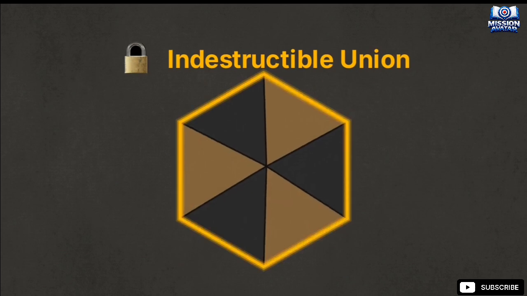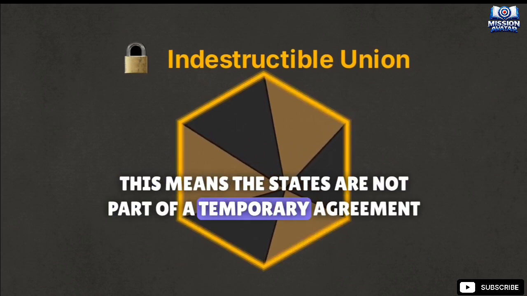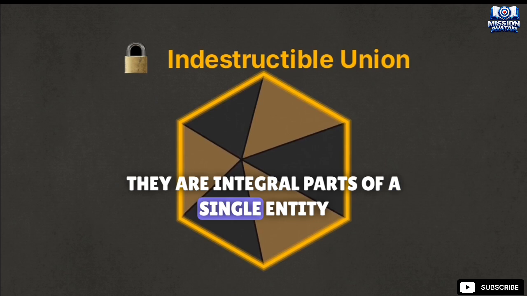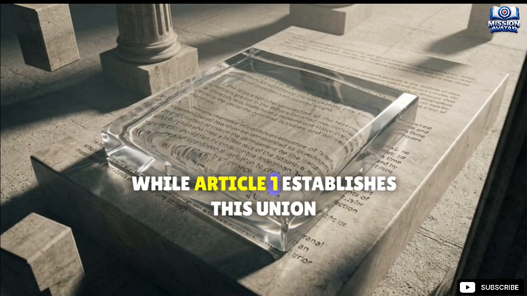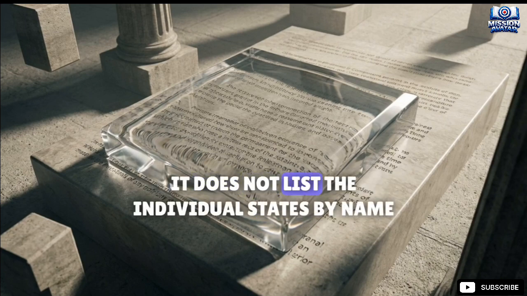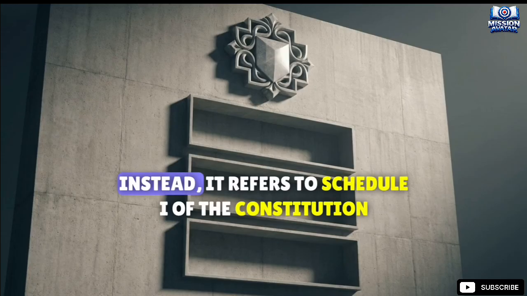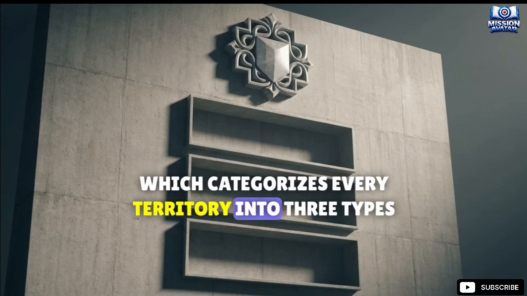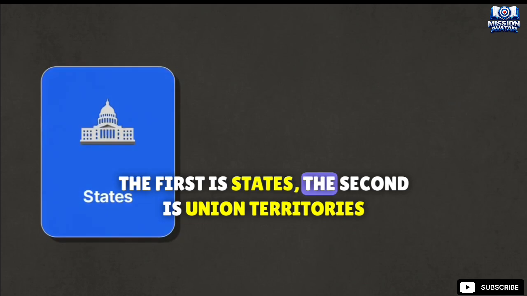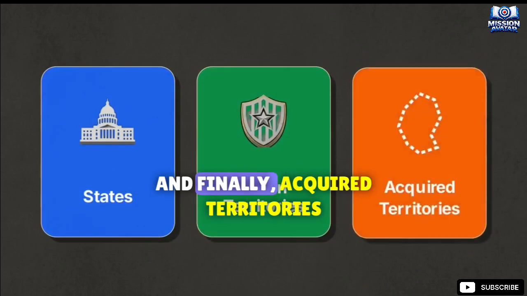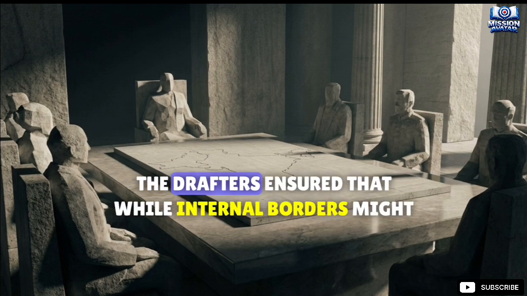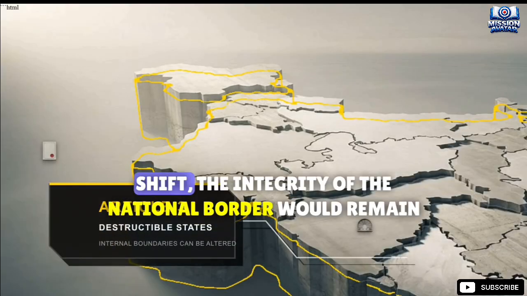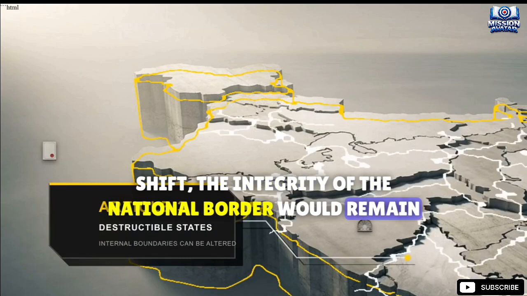India is a union. This means the states are not part of a temporary agreement. They are integral parts of a single entity, and they have no legal right to secede from the country. While Article 1 establishes this union, it does not list the individual states by name. Instead, it refers to Schedule 1 of the Constitution, which categorizes every territory into 3 types. The first is states, the second is union territories, and finally, acquired territories. By prioritizing the union over the federation, the drafters ensured that while internal borders might shift, the integrity of the national border would remain constant.